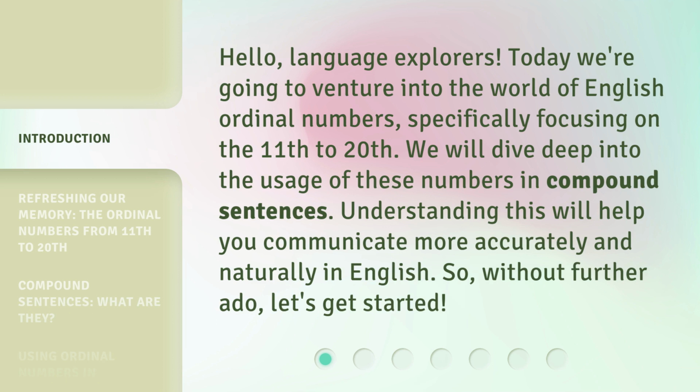Hello, language explorers. Today we're going to venture into the world of English ordinal numbers, specifically focusing on the 11th to 20th. We will dive deep into the usage of these numbers in compound sentences. Understanding this will help you communicate more accurately and naturally in English. So, without further ado, let's get started.